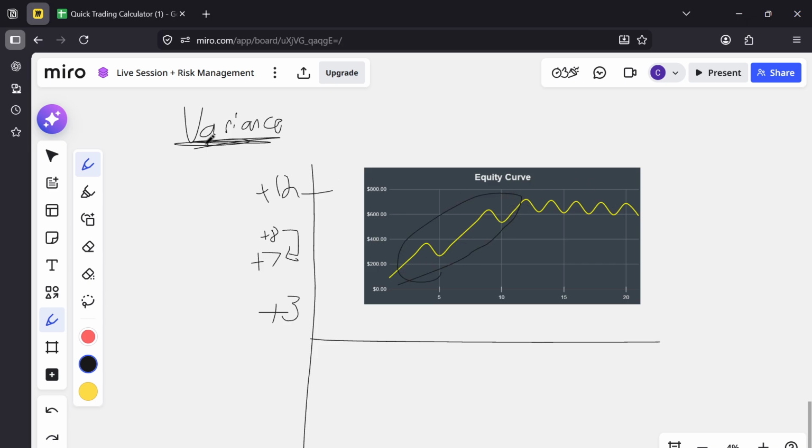And then what came along? Variance. Variance just means that you have a whole bunch of wins and a whole bunch of losses alternating one after another, right? You'll have a win and then a loss, a win and then a loss, a win and then a loss, right? And this is part of risk management and understanding the session.